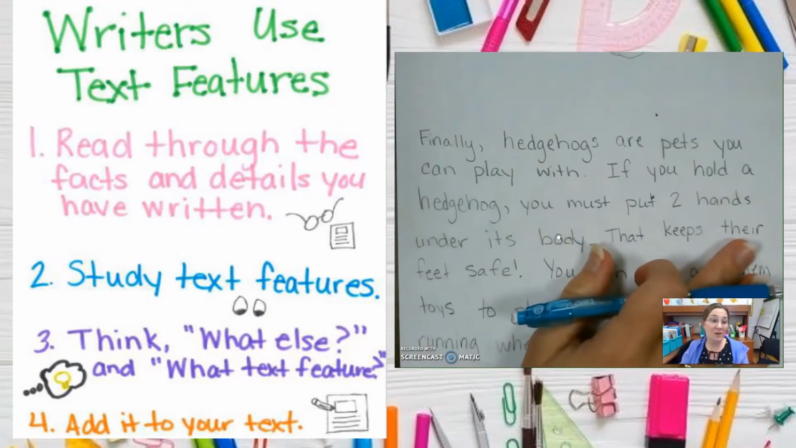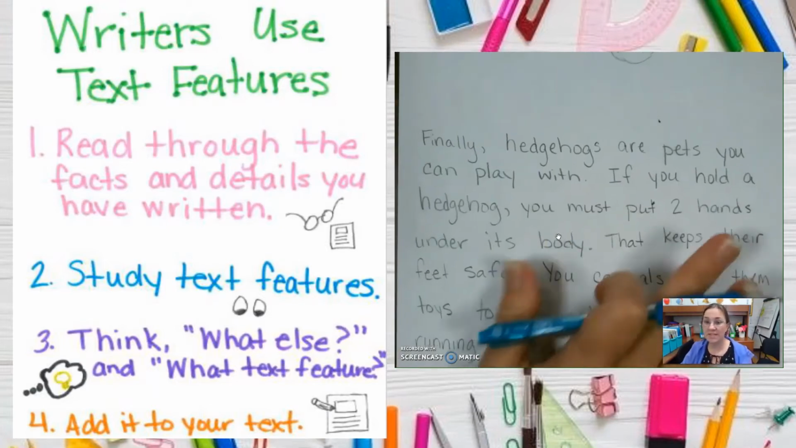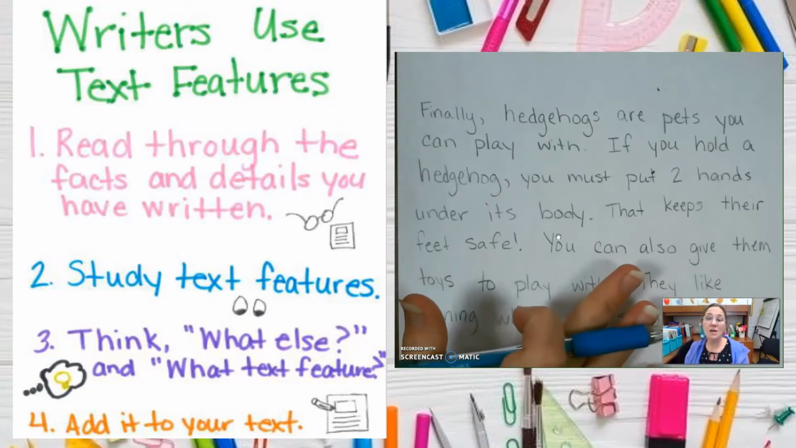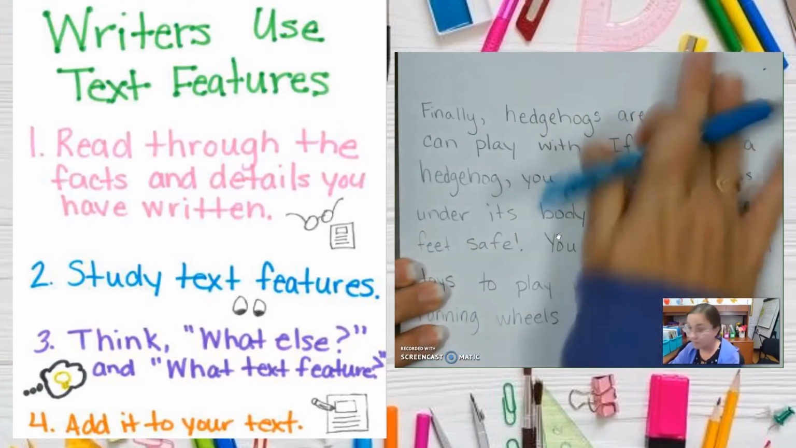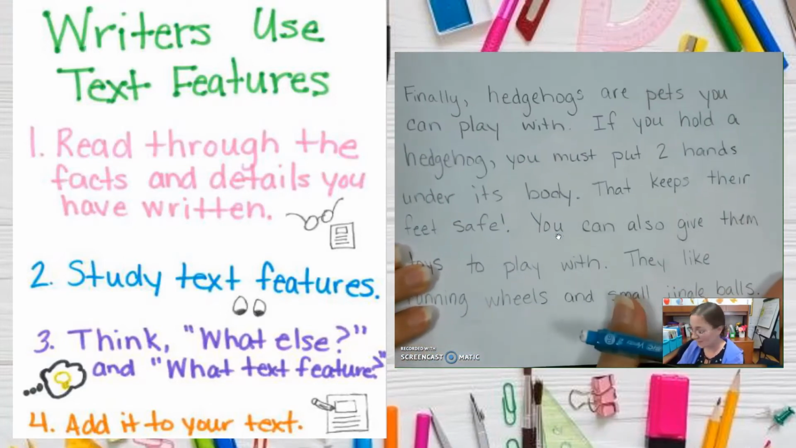All right, let's follow our steps. First, read through the facts and details you have written. This is the final page of my writing. So I want to read through what I've already written. Ready? Follow along with me.